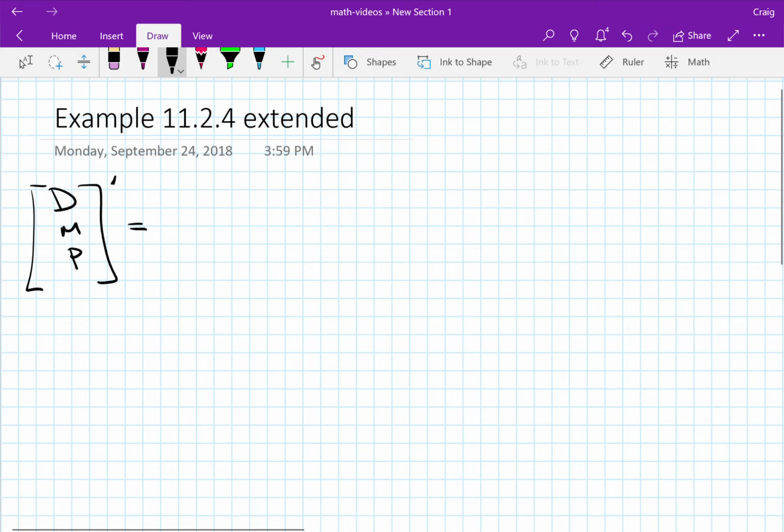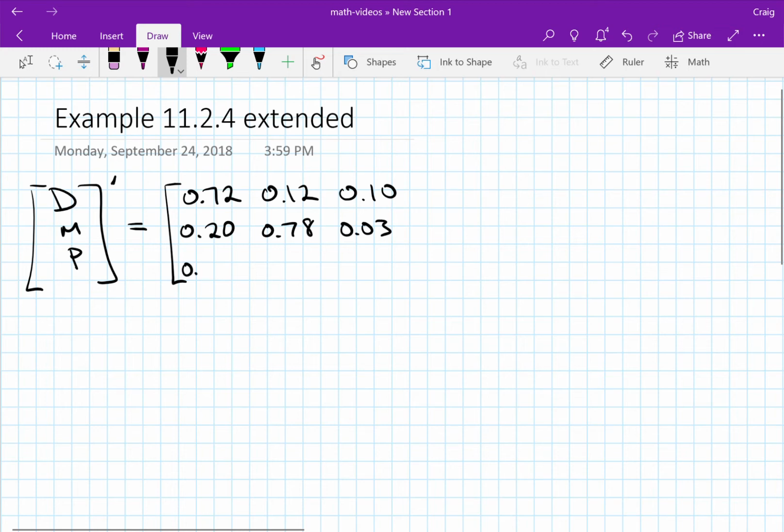So the new populations, the Markov matrix here in this case was 72%, 12%, 10%, 20%, 78%, 3%, 8%, 10%, and 87%.